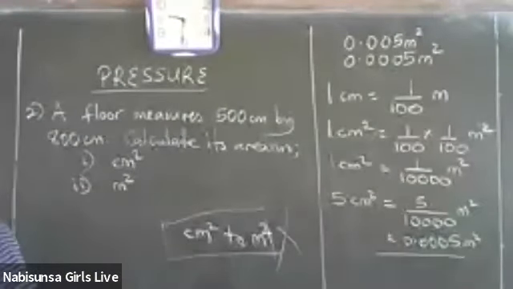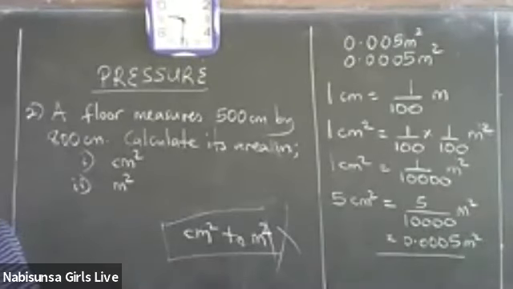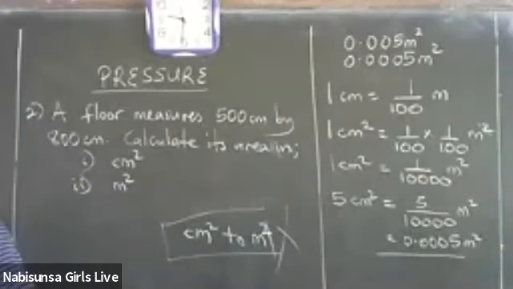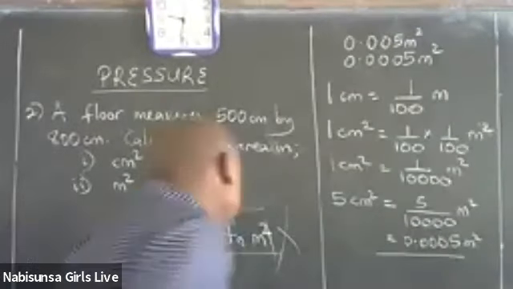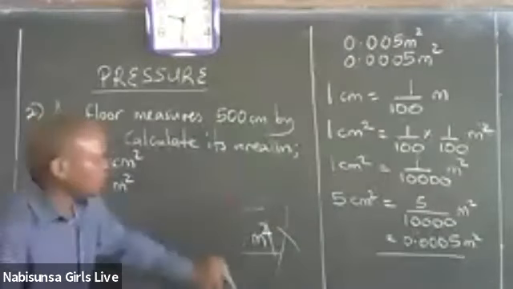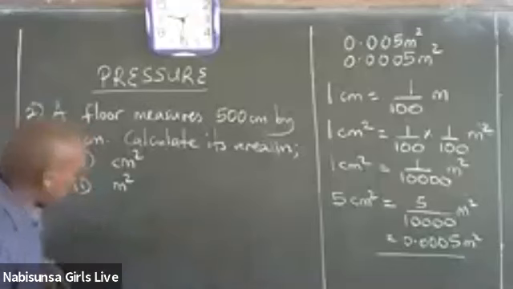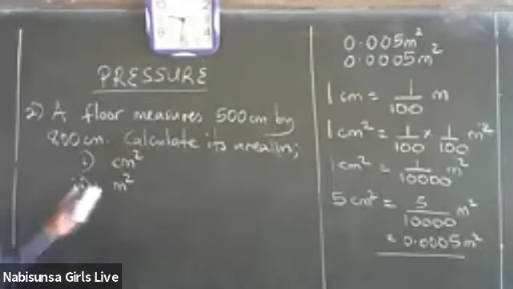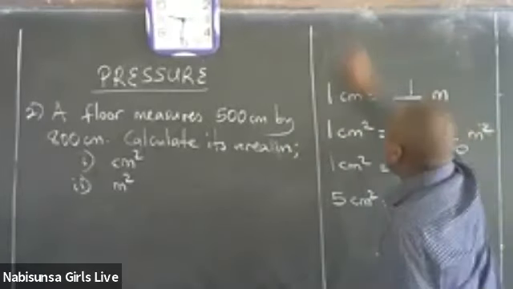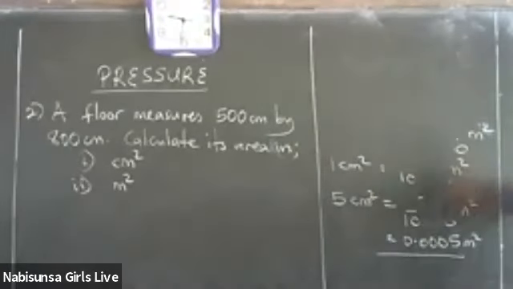Lukwago, what answer have you got? Teacher, I've got 40 meters squared. 40 meters squared. Okay, Shahida. I also got 40 meters squared. Okay. After getting those answers, let us work them together and see if our answers are correct. After working them, we shall go straight to our topic of pressure. We shall get questions under pressure.